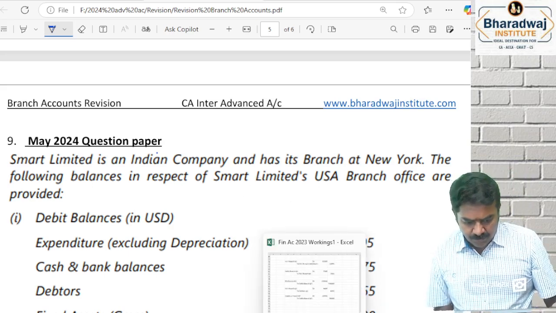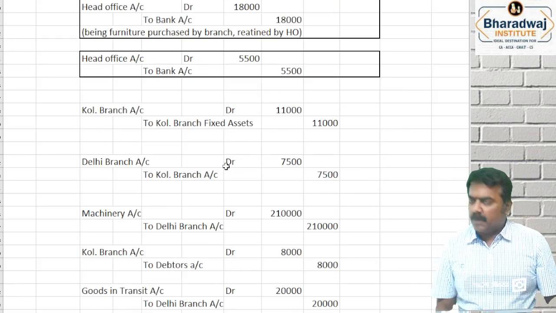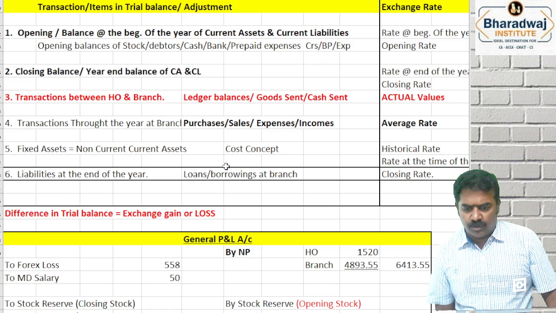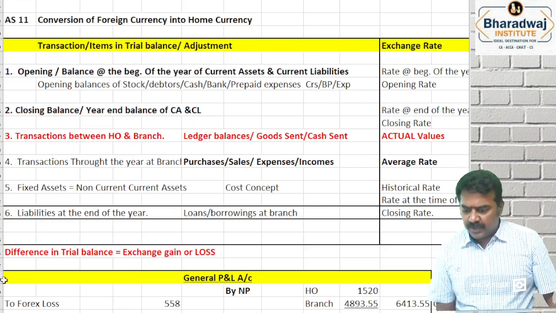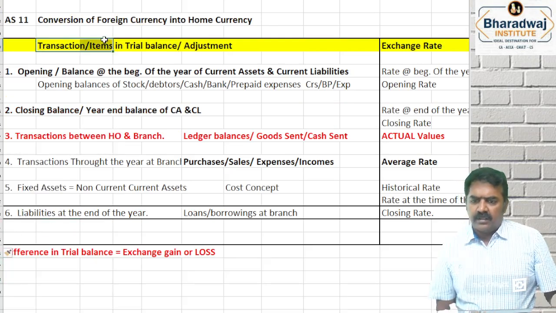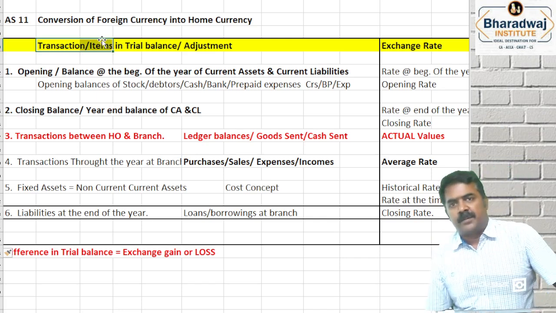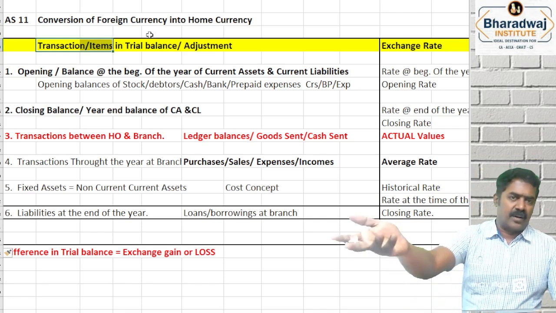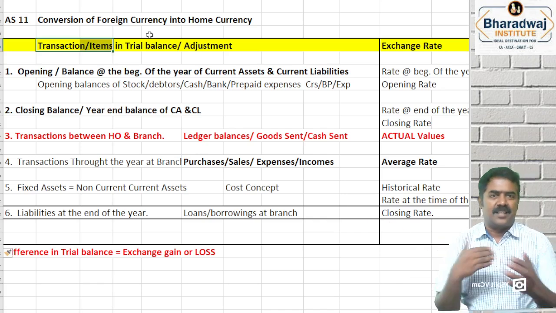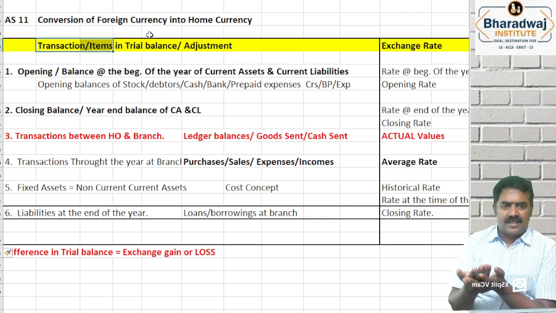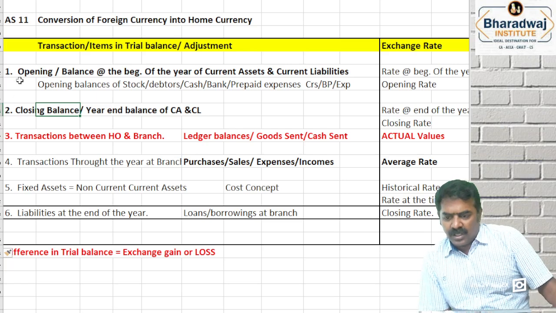Before we go for foreign branch, we will see the rules of converting the foreign currency into home currency. This is dealt with by Accounting Standard 11. Foreign branch is called an integral foreign operation. What is an integral foreign operation? We start our business abroad, in a foreign country, for extending our business. That is an integral part of our main business. Why are you having a branch? To sell products and render services. So it's an integral part. So how do we convert the foreign currency information into home currency?